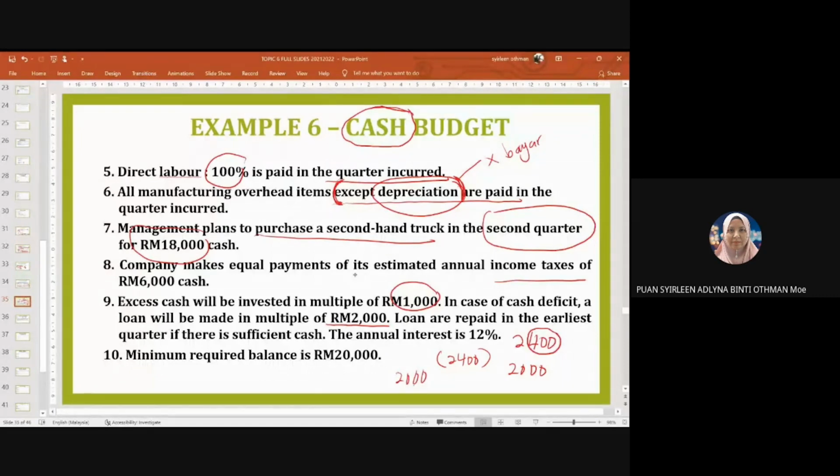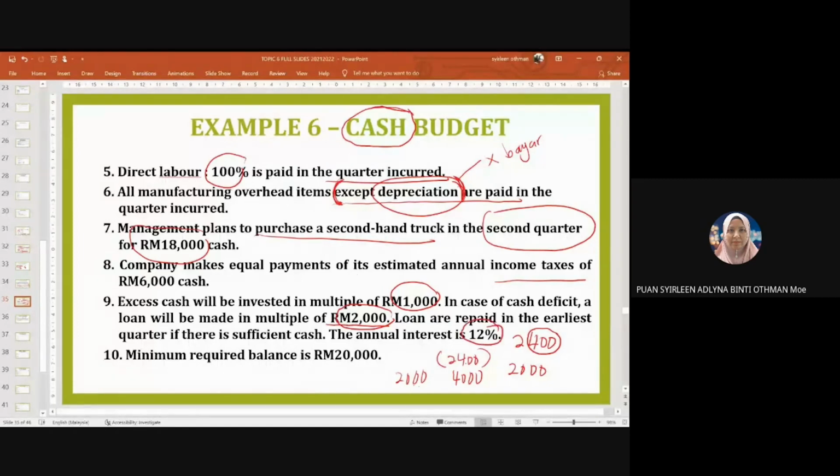Sebab kalau saya pinjam 2,000 saja, 400 tu masih negatif. So saya kena pinjam 4,000. Kenapa kena pinjam 4,000, madam? Kenapa tak pinjam 3,000? Sebab dia kata loan is in multiple of 2,000. That means you boleh pinjam 2,000, 2,000, 2,000, 2,000 to compensate the deficit. Alright. And pinjaman kamu tu ada interest.